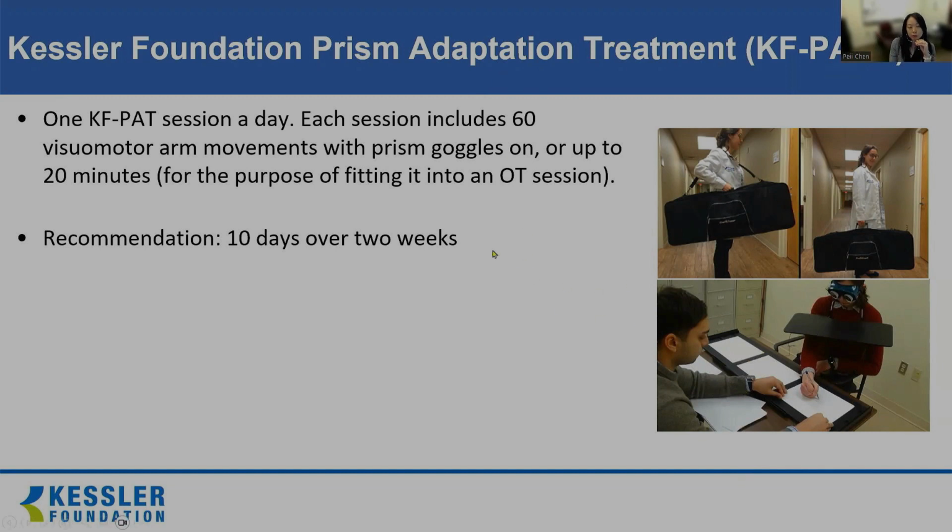In this specific protocol, we ask therapists to provide one session a day, each session including 60 visual motor movements with Prism goggles on, or up to 20 minutes. Most patients can actually finish 60 movements in 10 to 15 minutes. But for some patients who have very severe neglect, you can do it up to 20 minutes. And we recommend doing this for 10 days.